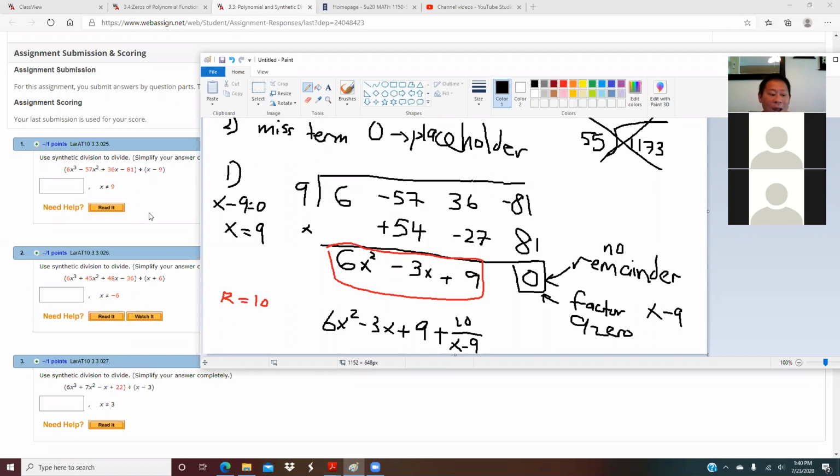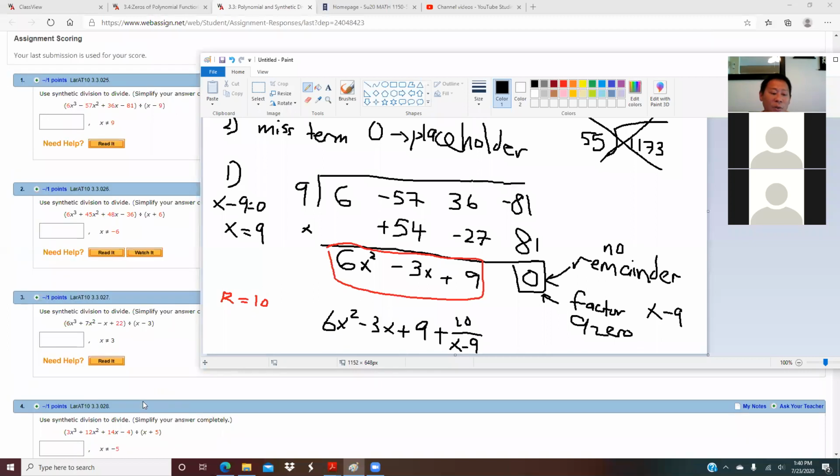Okay, now I want you guys to try to do question number 3. Everyone do question 3. I want you to use synthetic division to divide this. It looks something like question 1. And then you have to private message me your answer in the chat room. Okay, go ahead. I'll give you 4 minutes. Go ahead and try to do number 3.